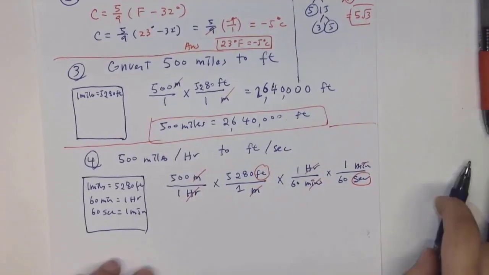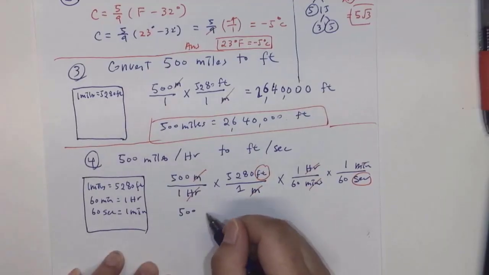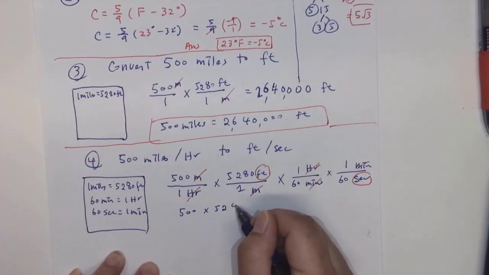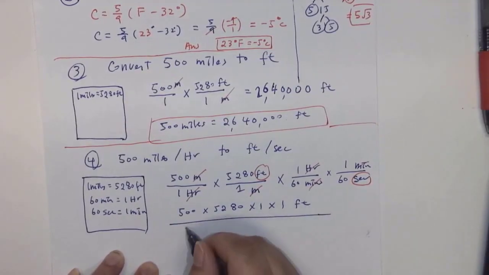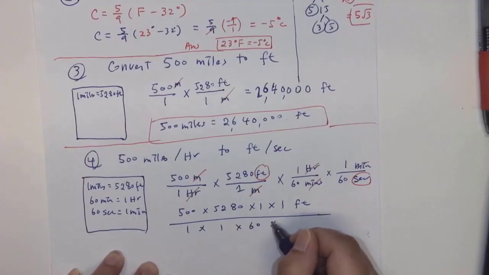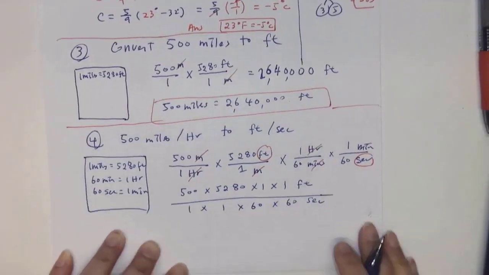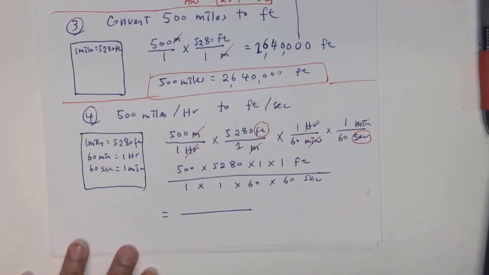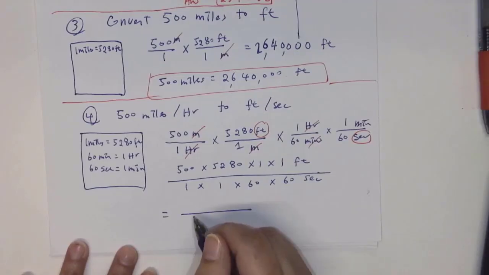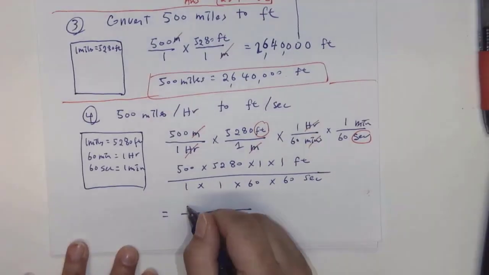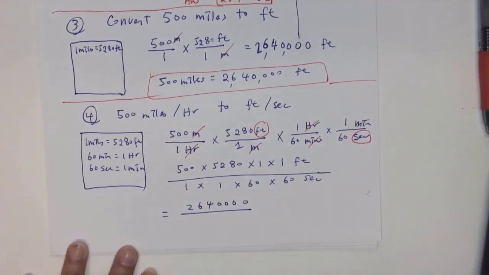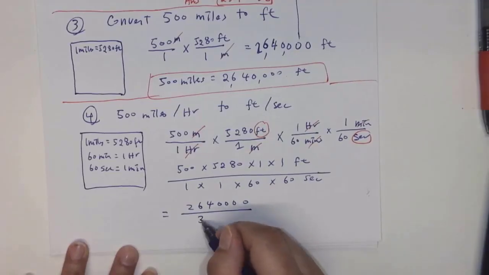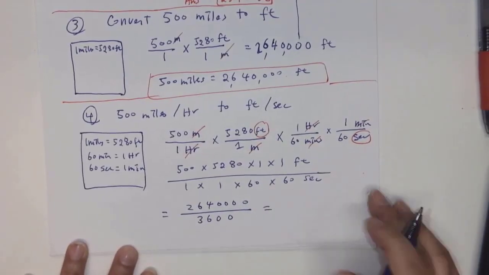Okay, so what's on top? We got 500 times 5,280 times 1 times 1. That's feet. 1 times 1 times 60 times 60. This is seconds. Now, let's multiply the top part. 500 times 5,280 is that number we have earlier, 2,640,000. Okay. Over 60 times 60, 3600.